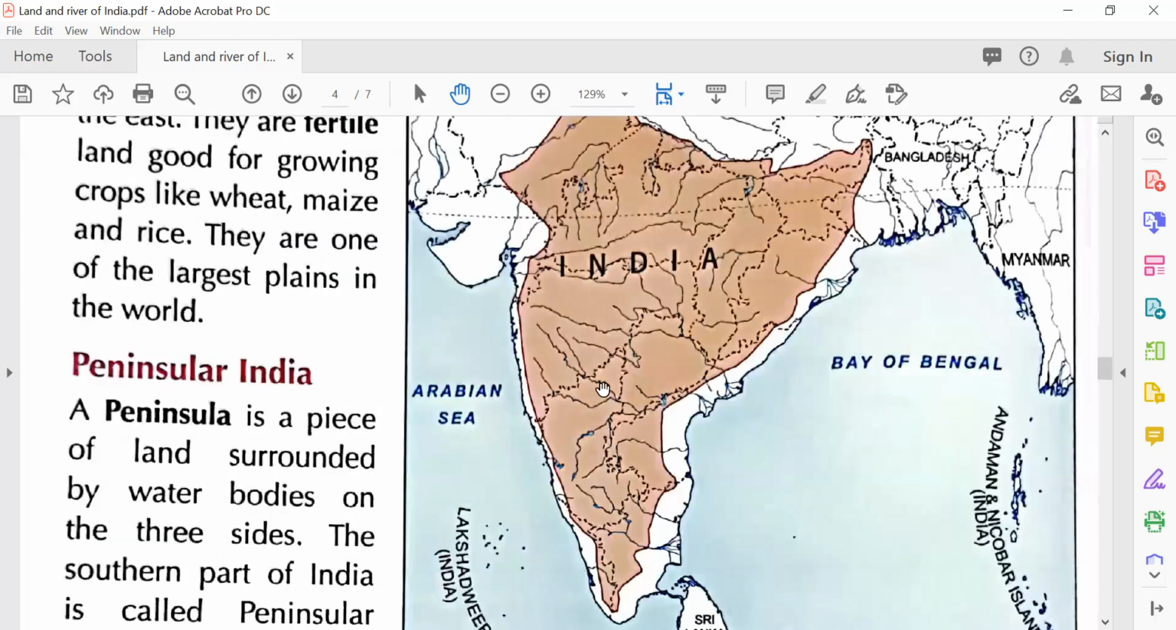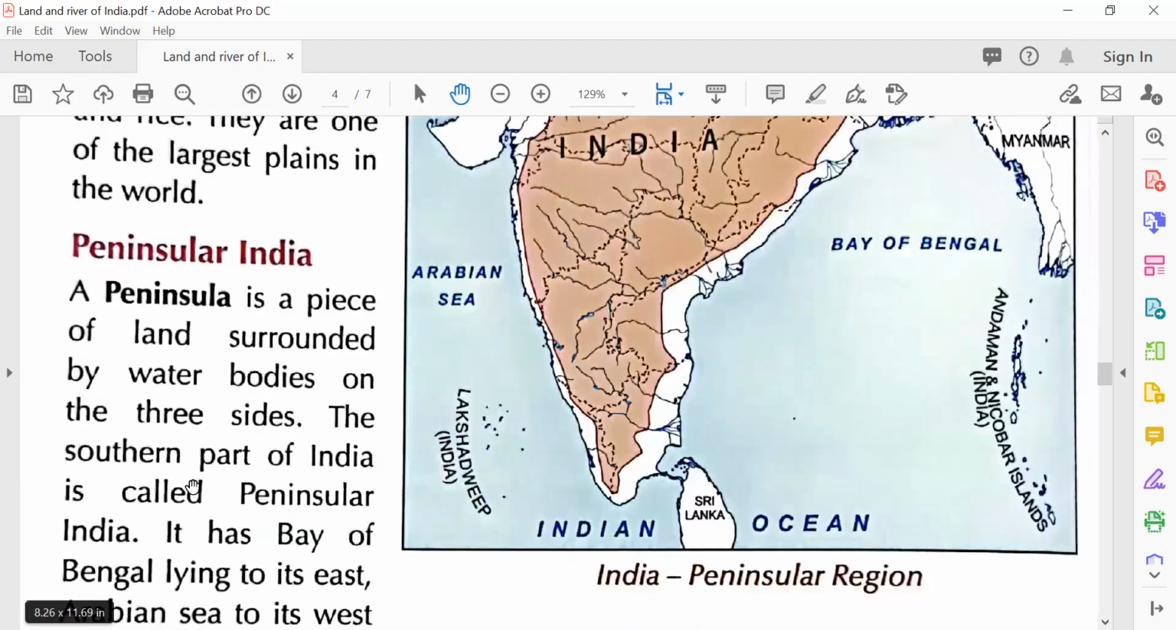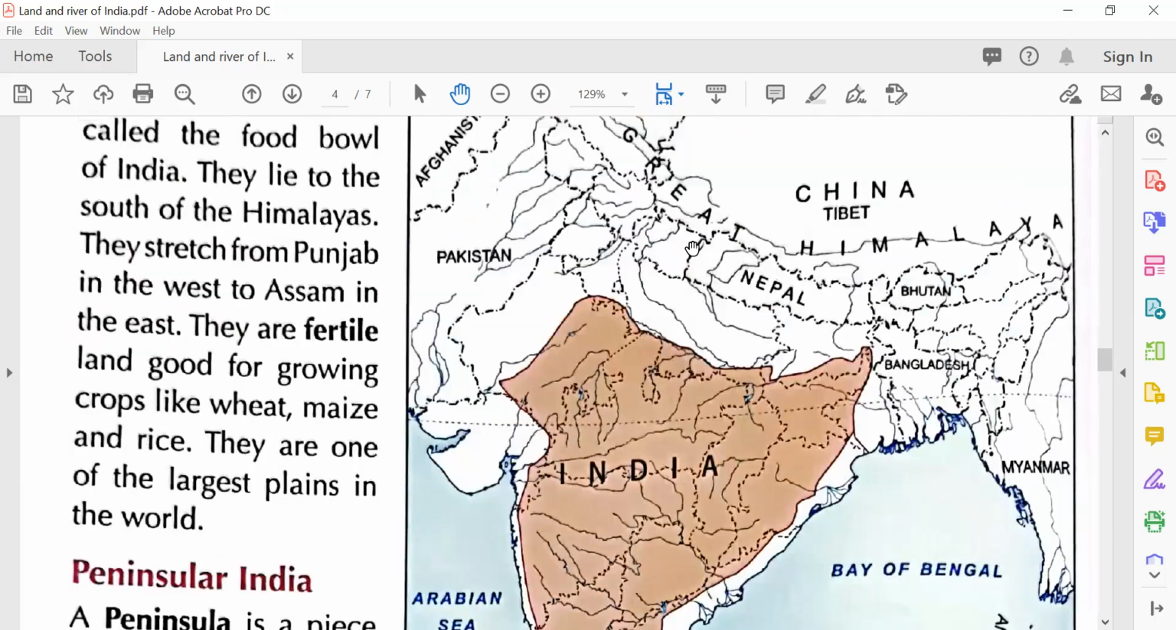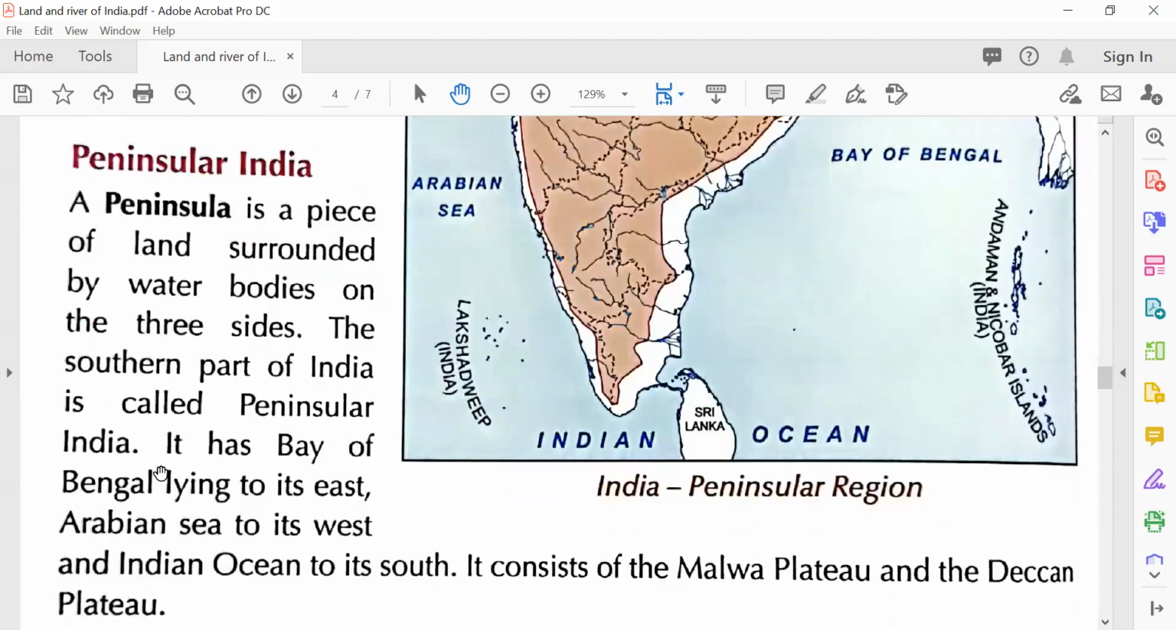Okay, so Peninsular India. This one that you are seeing in brown color is called Peninsular India. A peninsula is a piece of land surrounded by water bodies on 3 sides. So this peninsula has water bodies on 3 sides. The southern part of India is called Peninsular India. Which is the upper side? Northern side. And from here, the below part, the southern part, is called Peninsular India.